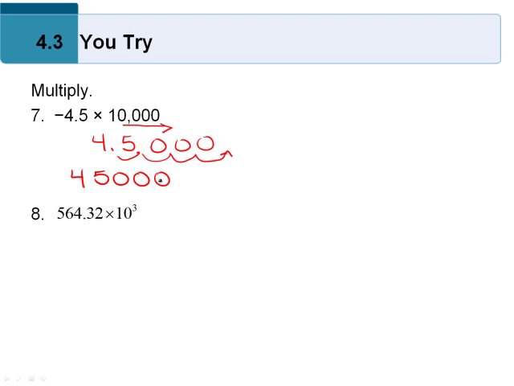Now, does anybody know what I did wrong? Aha, the sign, right? Don't forget your sign. Hey, baby, what's your sign? Very important to remember the sign there.